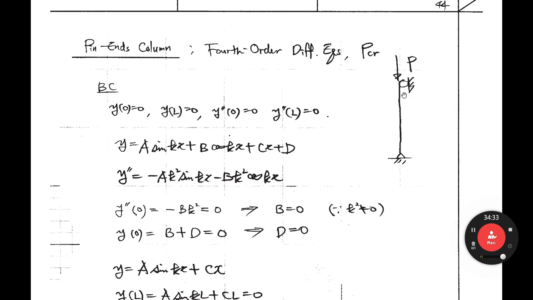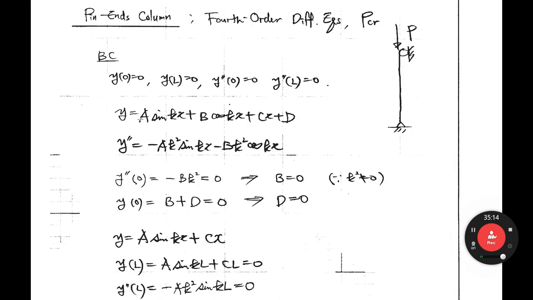Boundary conditions, as you see: y(0), displacement at the bottom, is 0; at the top, y(L) is 0; and y''. What is EI y''? That is a moment, okay? EI is not 0, so y'' must be 0 at the bottom because it is a hinge. At the top, moment is 0, so y''(L) equals 0. So you have four unknowns, A, B, C, D. So you always need four equations in the fourth order differential equation, okay?